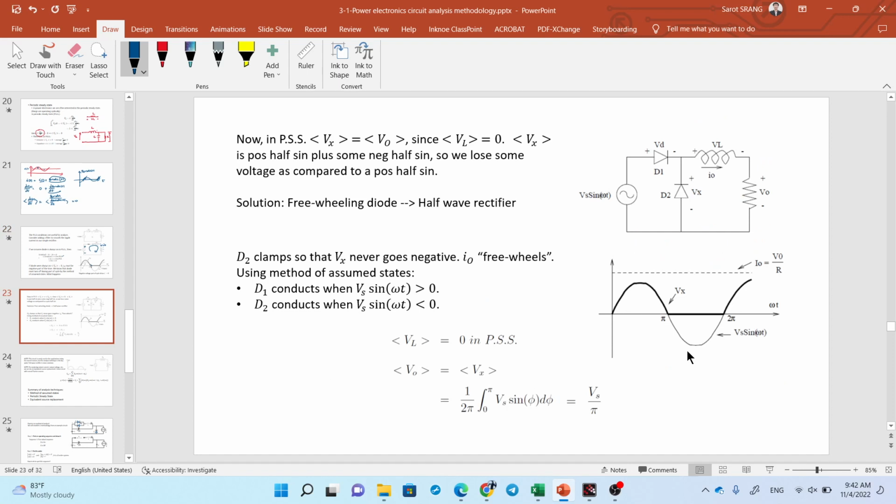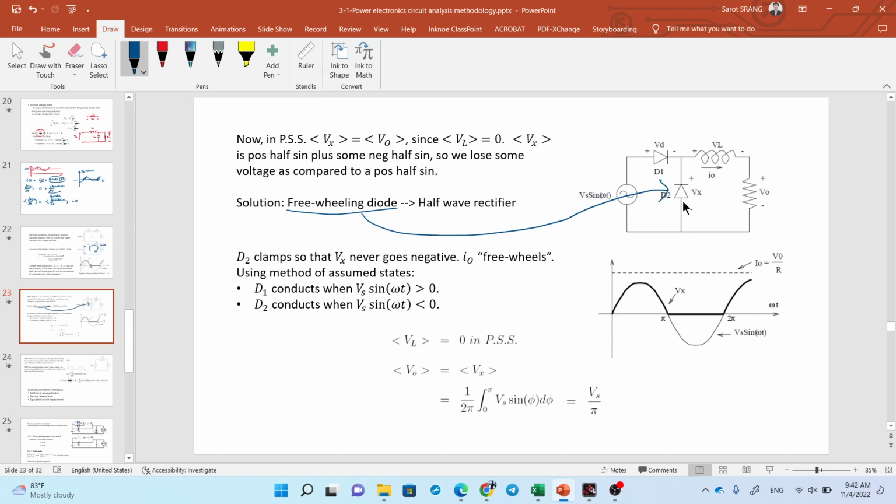Now let's take a look at the half-wave rectifier, and we try some analysis. The difference between this circuit and the previous one is that we use a freewheeling diode. This one is called the freewheeling diode.